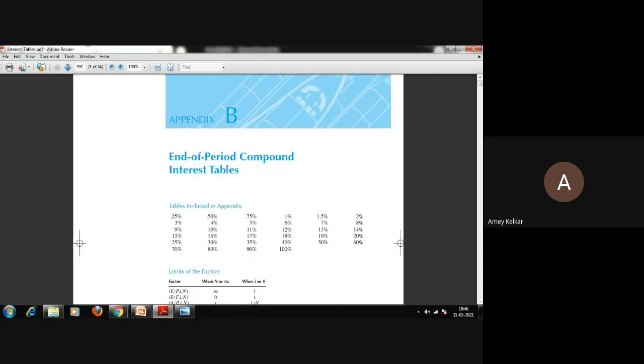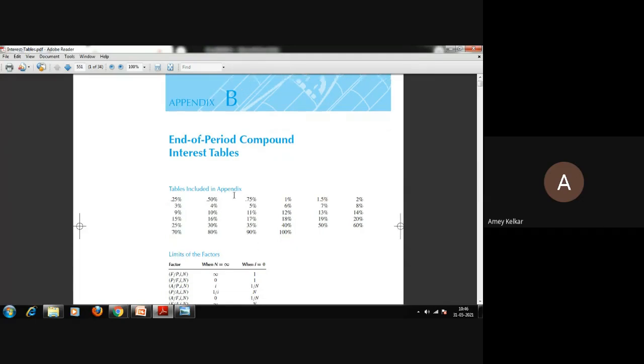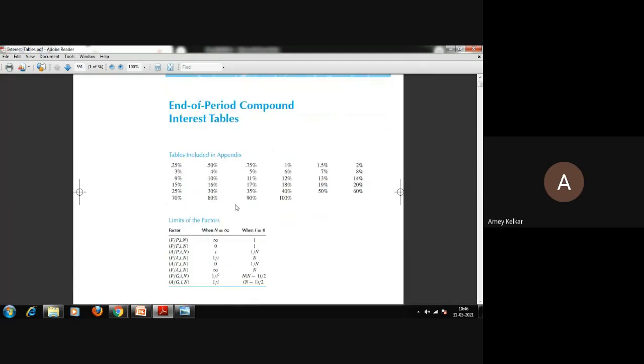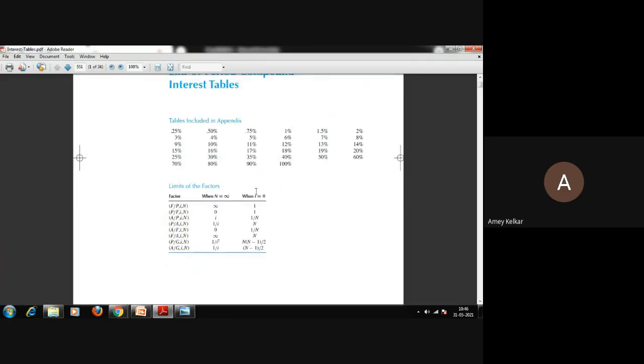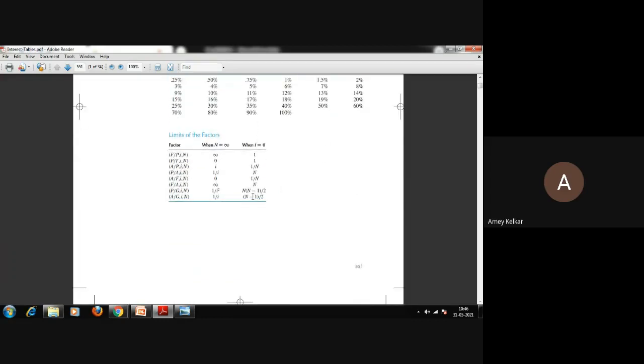Online, various tables are available. If you find something better than this also, you can share in the group, not an issue. If you type in Google compound interest tables, you'll be getting these tables. I'll share these tables at the end of the class with you all. So here, left corner and right corner, they mentioned the percentage, that is the I value.